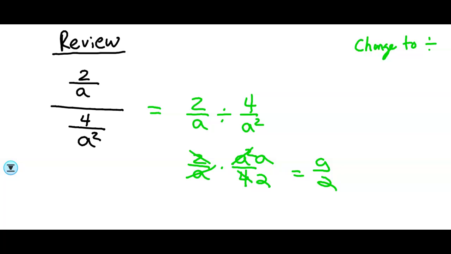And then after we change to a division problem, we do keep, change, flip. And then we reduce. And then we're done. So that's the process we went through. That was part 1. Now we're gonna build on that a little bit today, using what we've been learning through the past couple of classes.